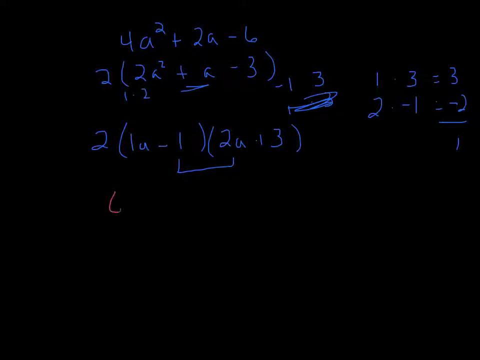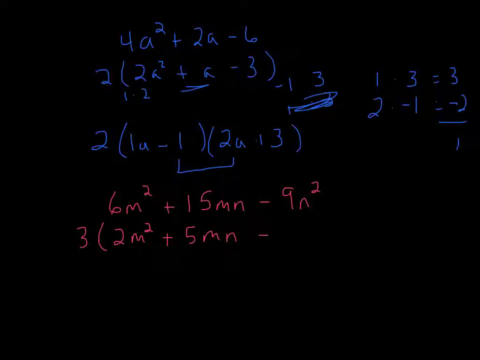Last one, we have 6m squared plus 15mn minus 9n squared. Okay, common factor 3. We have 2m squared plus 5mn minus 3n squared. Okay, now don't let the extra variable throw you off. Just put in your m and your n and your m and your n. Don't let it throw you.